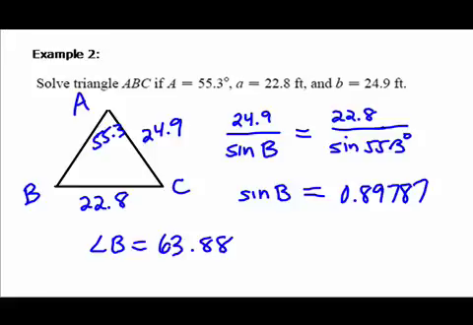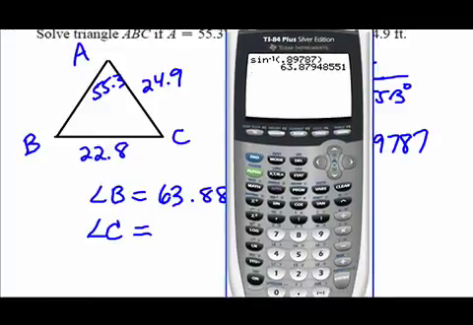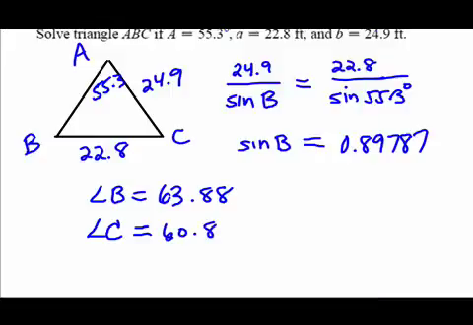Now, using that for angle B, let's see what else we can find. Well, we have angle A. We just found angle B. Now we can come up with angle C. So we'll take 180 minus angle B, 63.88, and minus angle A, which is 55.3, and we get 60.82. So I've got my three angles. I need one more side. We need to figure out what side C is.